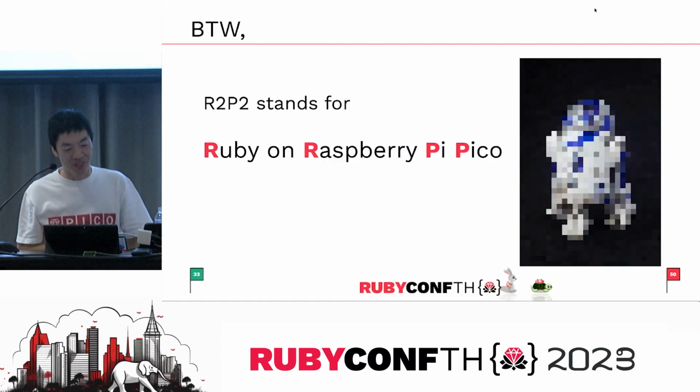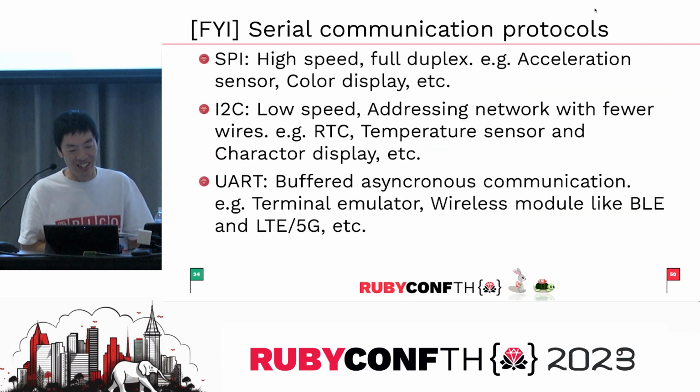Thank you. By the way, R2P2 stands for Ruby on Raspberry Pi Pico. In the future, I will make that robot work with Ruby. And we don't have enough time, so this is just for your information. And there are serial communication protocols. They are also essential if you want to make practical microcontroller applications.